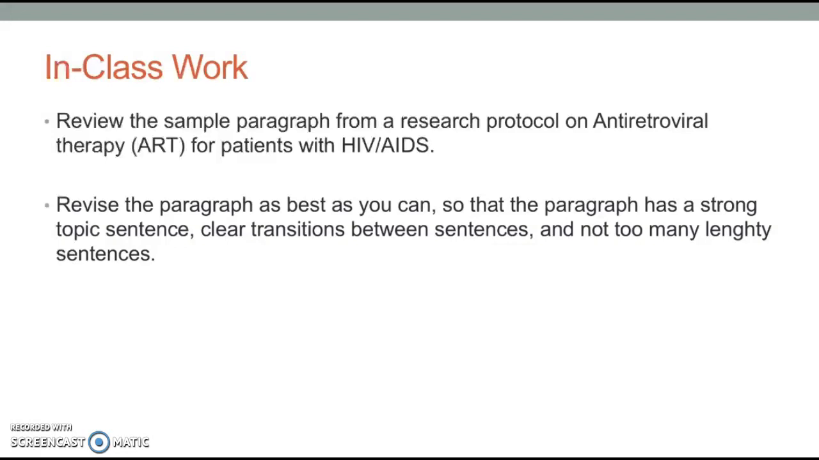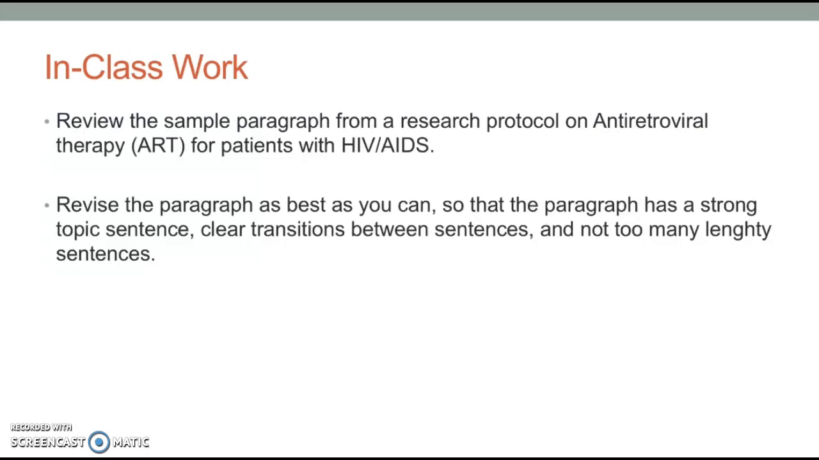So in class, what I want you to do right now, I've given you a sample paragraph from a research protocol in antiretroviral therapy, or ART, for patients with HIV/AIDS. It was a really well-written research protocol that I reviewed for a colleague of mine. And this paragraph was actually fairly well structured. It stays on topic in a sense, but there were some ways I felt that it could be rewritten or restructured a little bit or rephrased to make a clearer point. The topic sentence wasn't too bad actually in this one, but the transition certainly I felt lacked some coherence. Let me put it this way, it was hard for me as the reader to really follow the overall point.